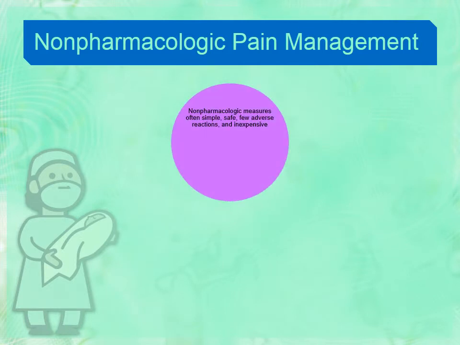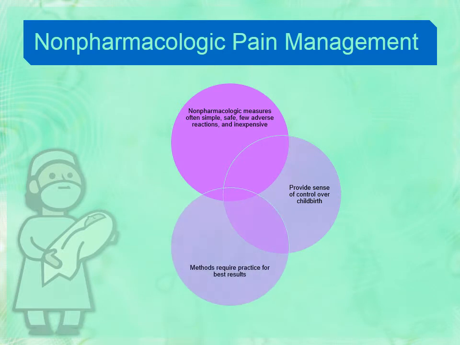Nonpharmacologic measures are often simple, safe, with few adverse reactions, and inexpensive. They provide a sense of control over childbirth. However, these methods require practice for best results. Try a variety of methods and seek alternatives, including pharmacologic methods, if the current measures used are not successful.